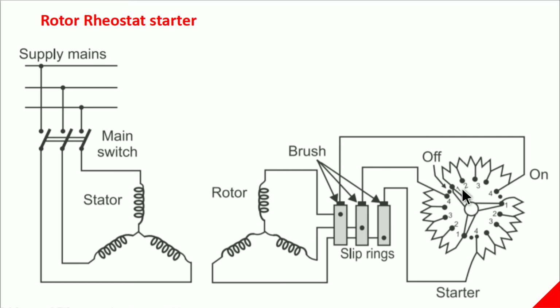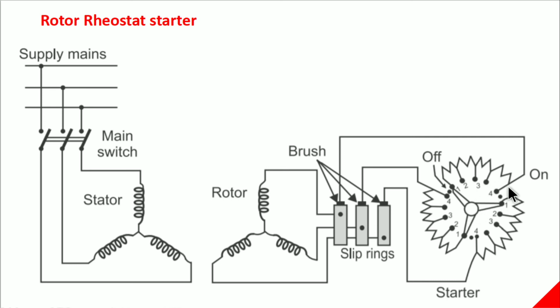So at the time of starting, this lever is kept at number 1 and the motor is switched on. The rotor circuit is having this resistance inserted in the circuit. As a result, the rotor current reduces and starting torque increases. As the motor picks up speed, it is moved to number 2, here also. This much resistance is now disconnected. The resistance in the circuit decreases, and further motor picks up speed. We move it to number 3, move it to number 4.